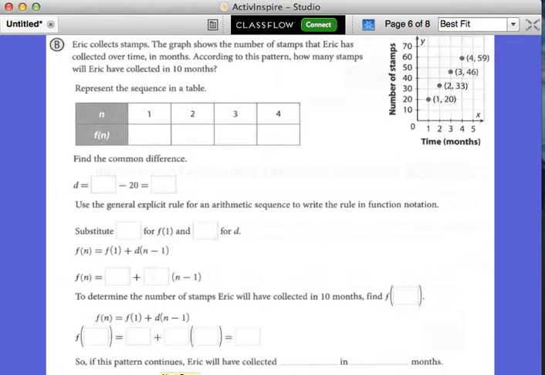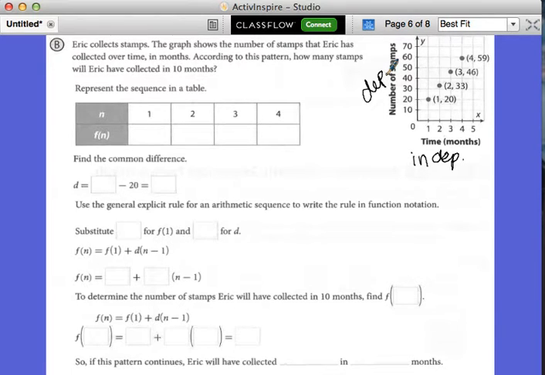According to this pattern, how many stamps will Eric have collected in 10 months? All right, so here's the deal. The number of stamps collected depends on the number of months. So time is your independent, and the number of stamps is your dependent. So that's how we set up our graph.